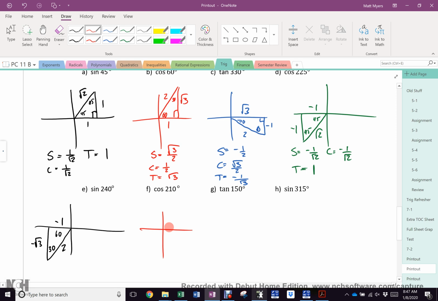210. Down there. There's 30. There's the 60. Fill in the numbers. 150 out there. I'm not going to give you any angles there, and I'm going to make you do 315 all by yourself.